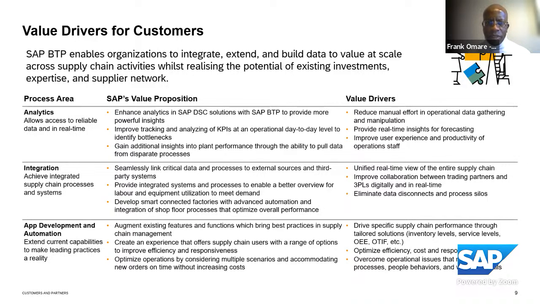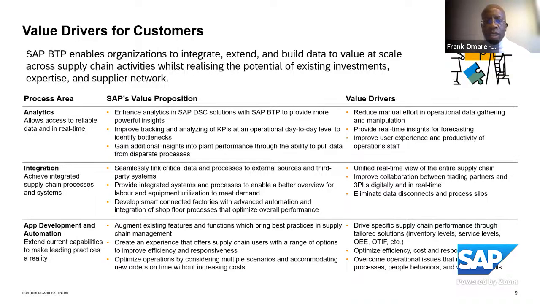Smart connected factories are the future for manufacturing and digital manufacturing, using advanced automation and integration of your shop floor processes. Again, all of this is possible through BTP. It provides you with a unified view of what is happening across your supply chain, but also what is happening across your supply chain with your partners, whether they are logistics providers or suppliers of raw materials, ingredients, and packaging.